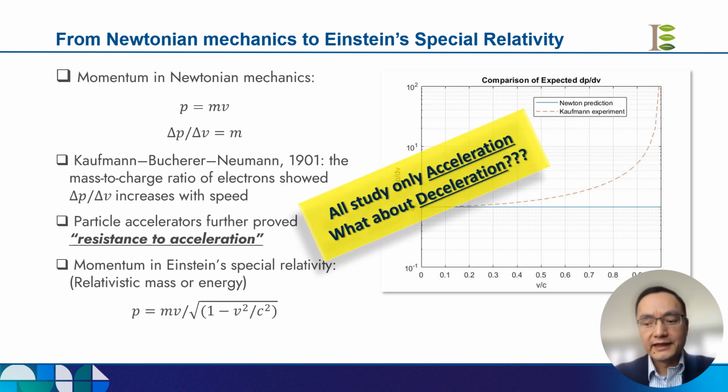Now, very interestingly, I found all the studies are only about the acceleration of a particle. So what happens if we are trying to decelerate a particle at a high speed? You may assume that it will be the same, right? But just keep this question in your mind for now.